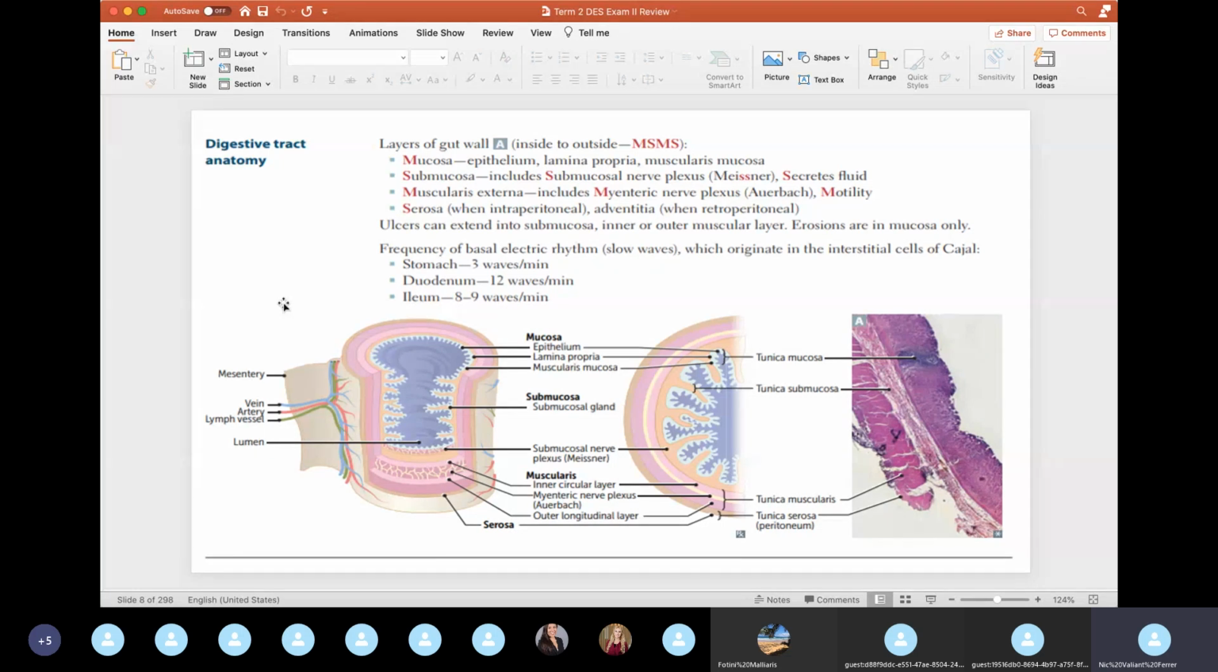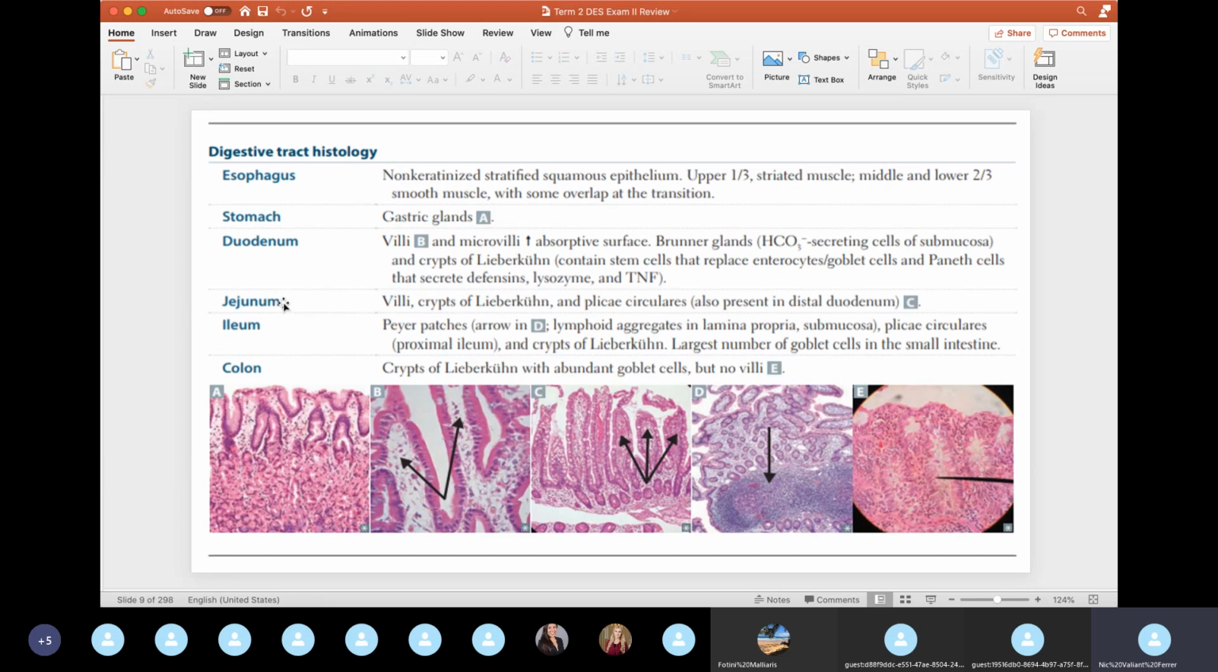In the stomach, we have 3 waves per minute. In the duodenum, 12 waves per minute. In the ileum, you have 8 to 9 waves per minute. Another high yield, put a star here. Digestive tract histology. Let's go to A. What do you think A is? Go to the image and look at A. What do you think A is?